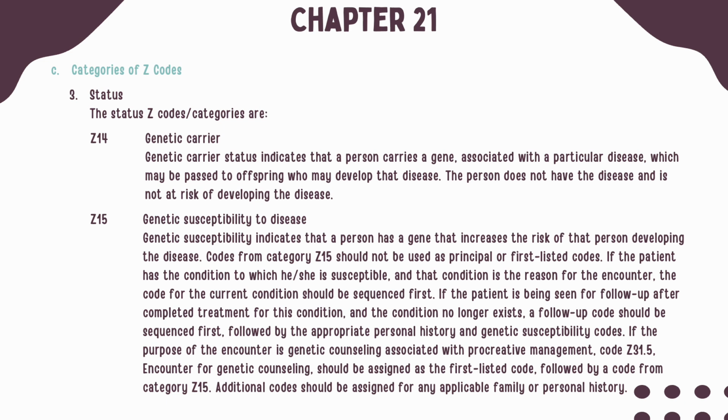If they are being seen for a follow-up after treatment has been completed and the condition no longer exists, a follow-up code should be sequenced first, followed by the personal history and the genetic susceptibility codes. If the purpose of the encounter is genetic counseling with procreative management, code Z31.5 should be assigned first for the counseling, followed by a code from category Z15 for the genetic susceptibility. If any personal or family history is applicable, additional codes may be assigned for the history of those conditions.